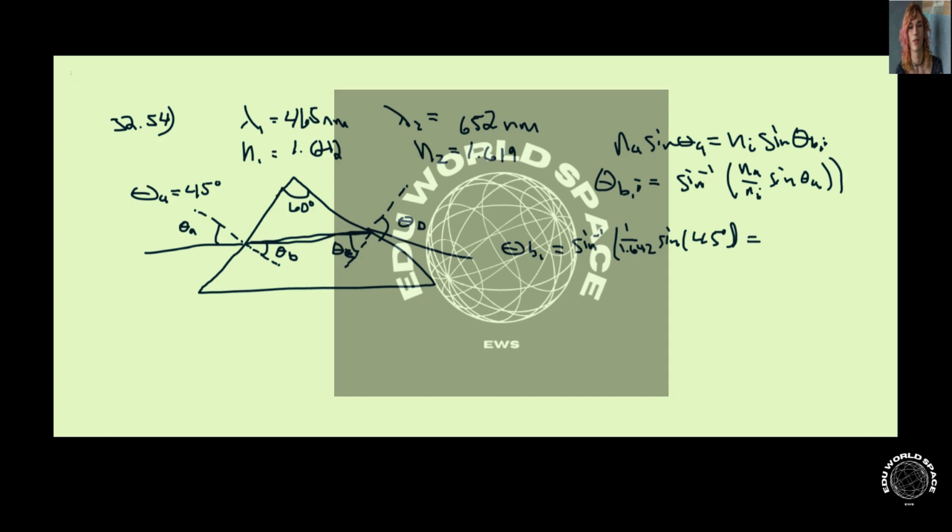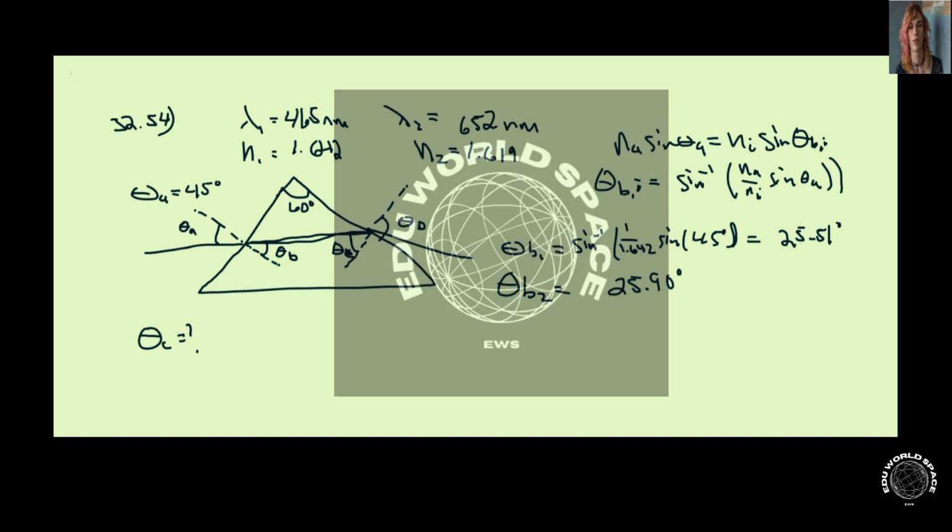And that means for the first light, so for 465 nanometers, we have theta B1 of 25.51 degrees. For B2, we'll plug in the same things with a different index of refraction. We get 25.90 degrees.